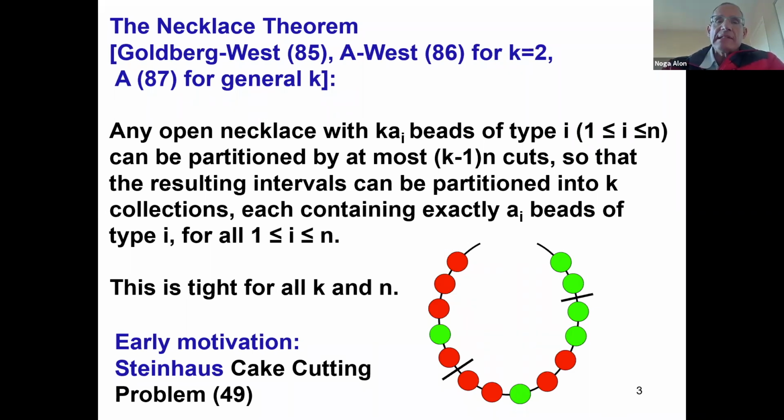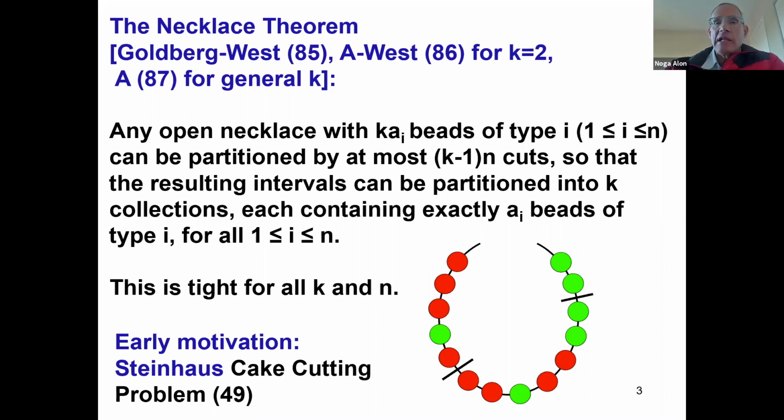And the claim is that we can always make at most (k minus 1) times n cuts, and then we will get (k minus 1) times n plus 1 intervals, and then it will be possible to distribute the resulting intervals into k collections so that each collection will be exactly fair. It will contain exactly a_i beads of type i for every i between 1 and n.